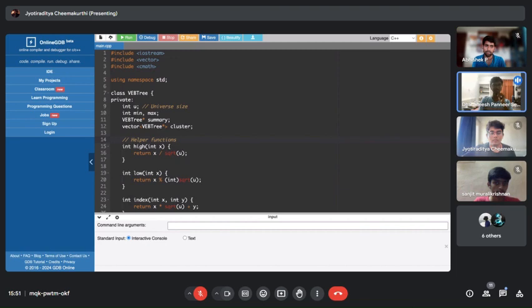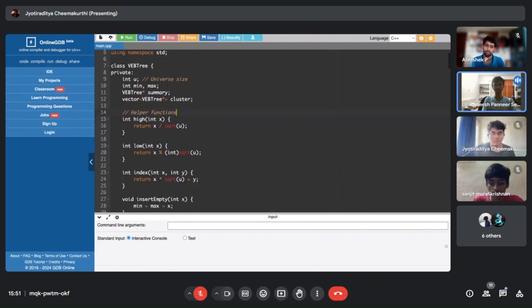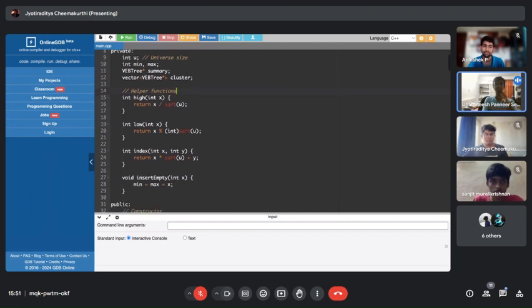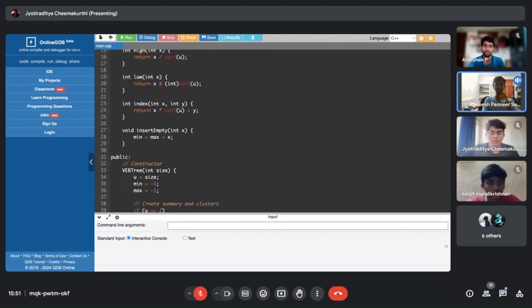And we also have a min and max. This min and max is defined for each individual cluster. When we divide a universe into sub-universes, the min and max is responsible for defining the minimum and maximum values in a given cluster. And the summary keeps track of the min and max for all the different clusters. We also have a high and a low, which is used to demarcate the bounds of a given cluster. And the indexing is also similar to that. For that, we just use the square root of the universe size. And that's basically it from here.